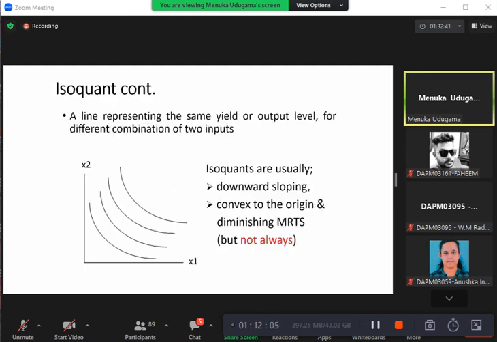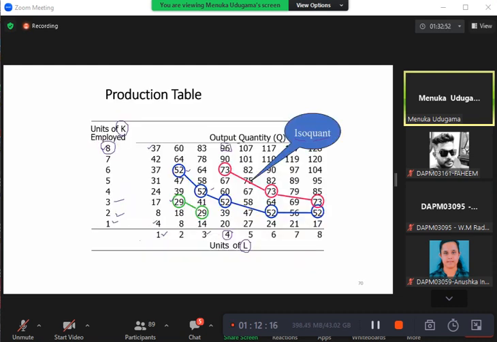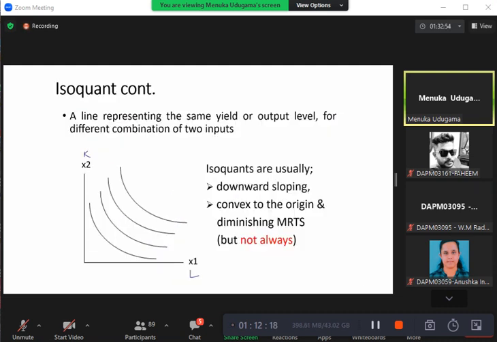And if you draw all these curves on a graph, which I have x2 as one input, let's say this is K, and this is labor. And these are all the curves that you find on this table. One of these is called an isoquant. If you plot several on the same graph, we call it an isoquant map. Right, so let's take one.